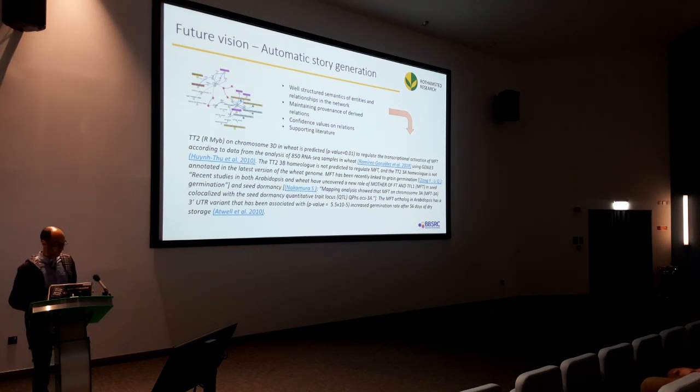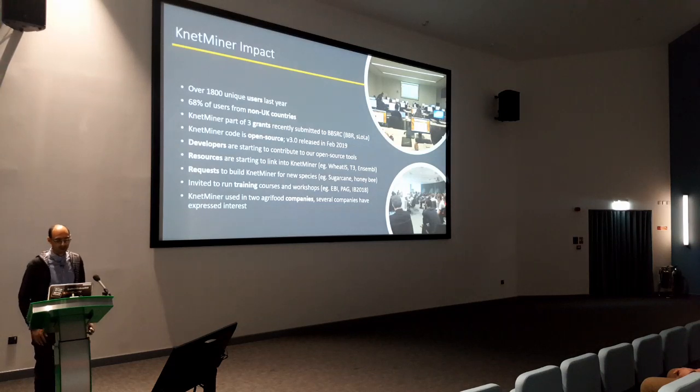Okay, so these are some areas we would like to work on in the future. So, last slide, the Netminer impact. Netminer had over 1,800 unique users last year, with 68% of our users coming from non-UK countries. Netminer has been part of 3 grants recently submitted to BBSRC, one with Kim, one with Freddie and one with Matthew Paul. The Netminer code itself is open source. Version 3.0 was released in 2019. Developers are starting to contribute to our open source tools, which is great. And other bioinformatics resources like Ensembl are starting to link into the Netminer knowledge graphs.